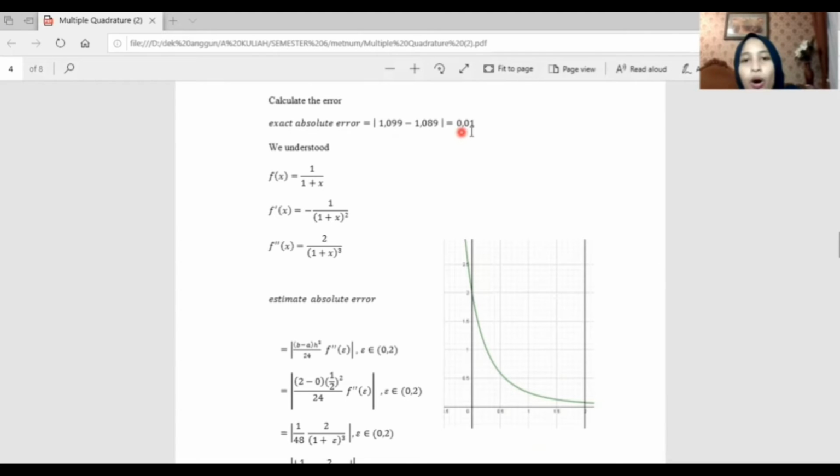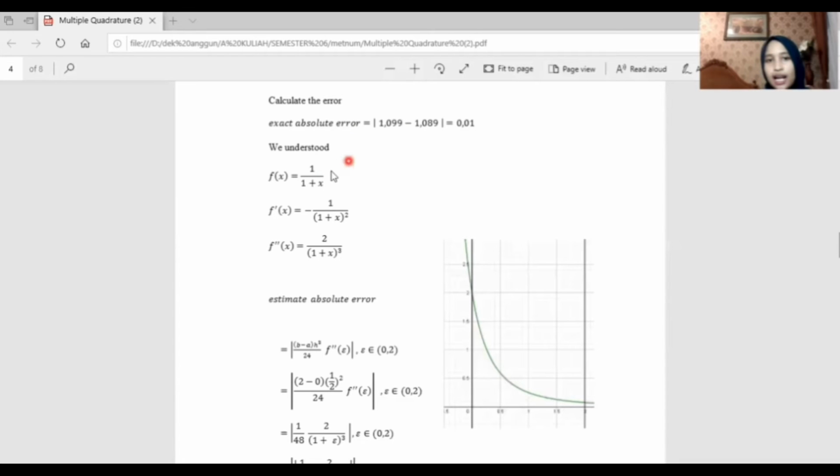0.01. Jadi ini dapat dari yang the exact value tadi ya, nilai exact. Yang ini yang tadi kita dapat nilai MF-nya. Jadi kita mau cari estimasi errornya lagi. Ini udah berbeda dari yang nilai absolute exact-nya.